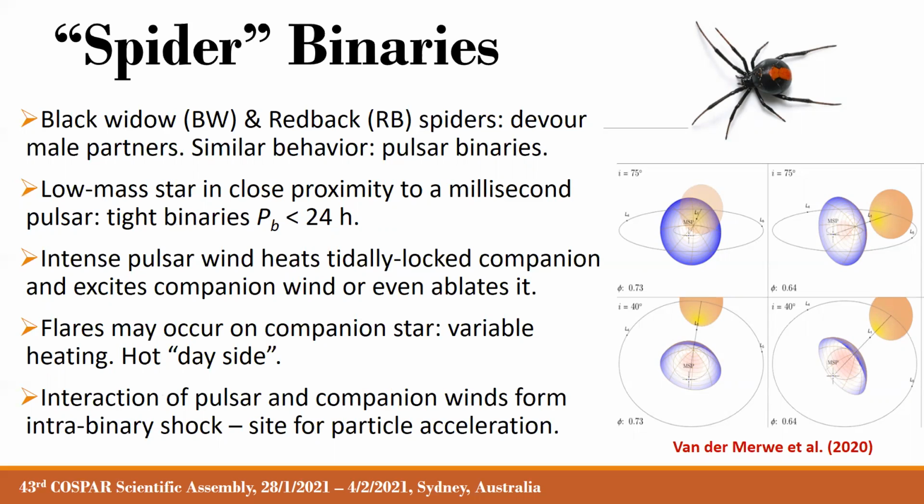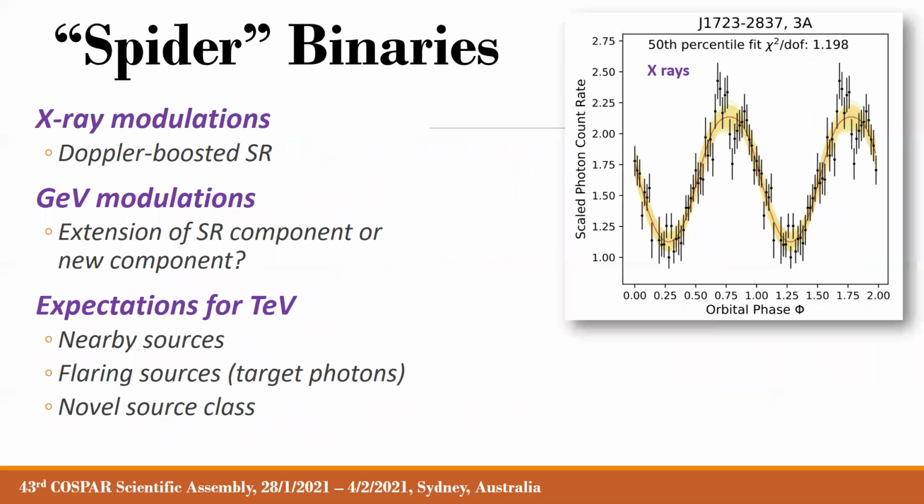Flares may occur because of variable heating, and there might be a hot day side to the companion, as seen in the schematic on the right-hand side, where we have a shock forming between the two winds that are colliding, and the pulsar in this case is enveloped by the wind, while there's still the companion being in the same motion, same orbital motion around the pulsar.